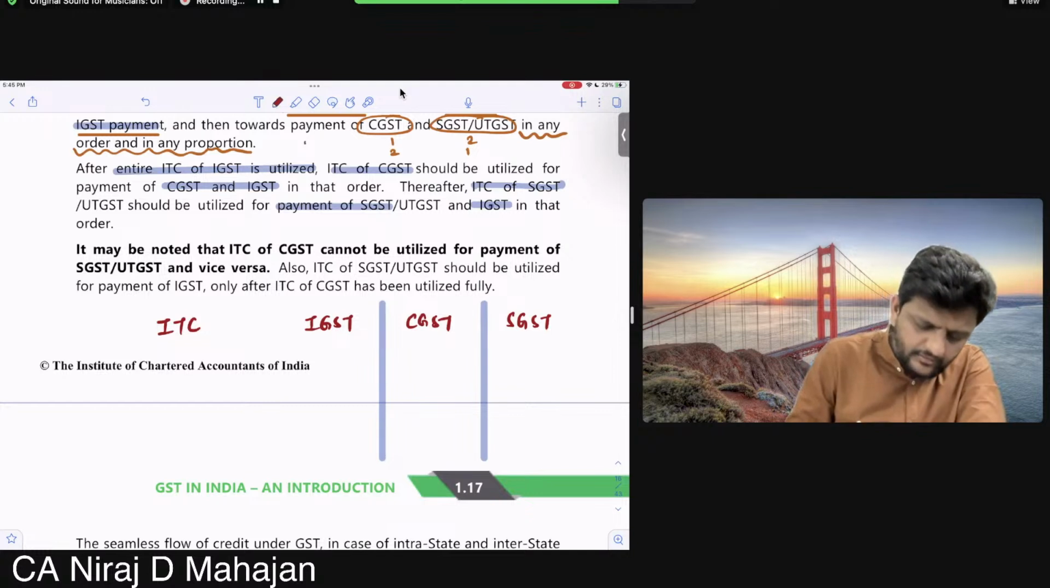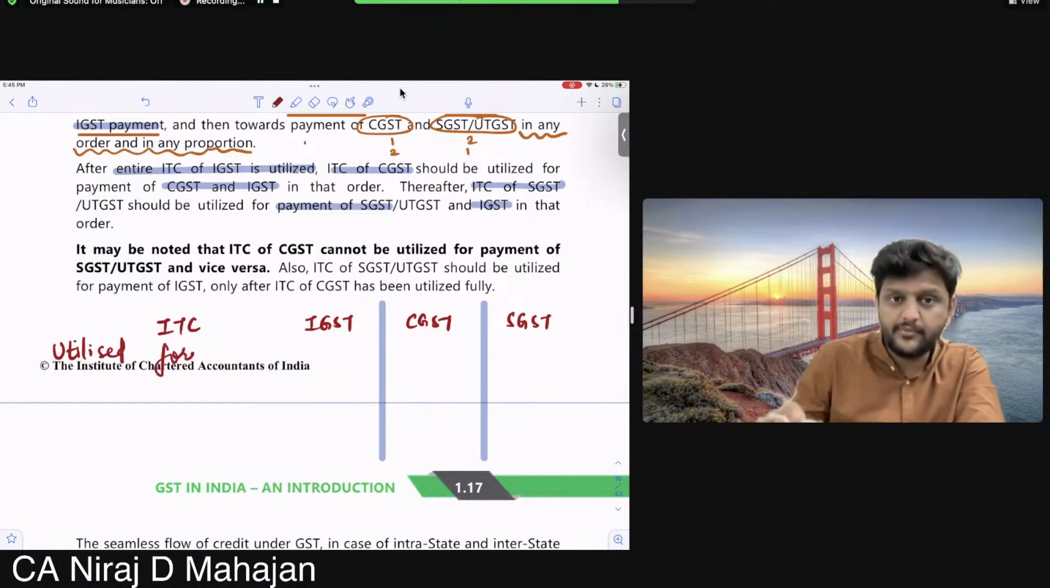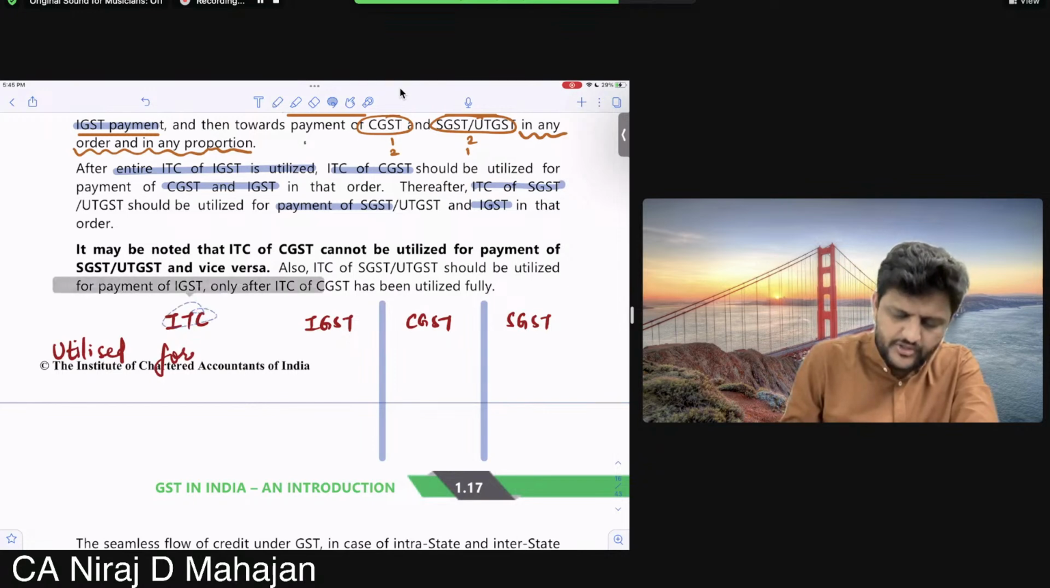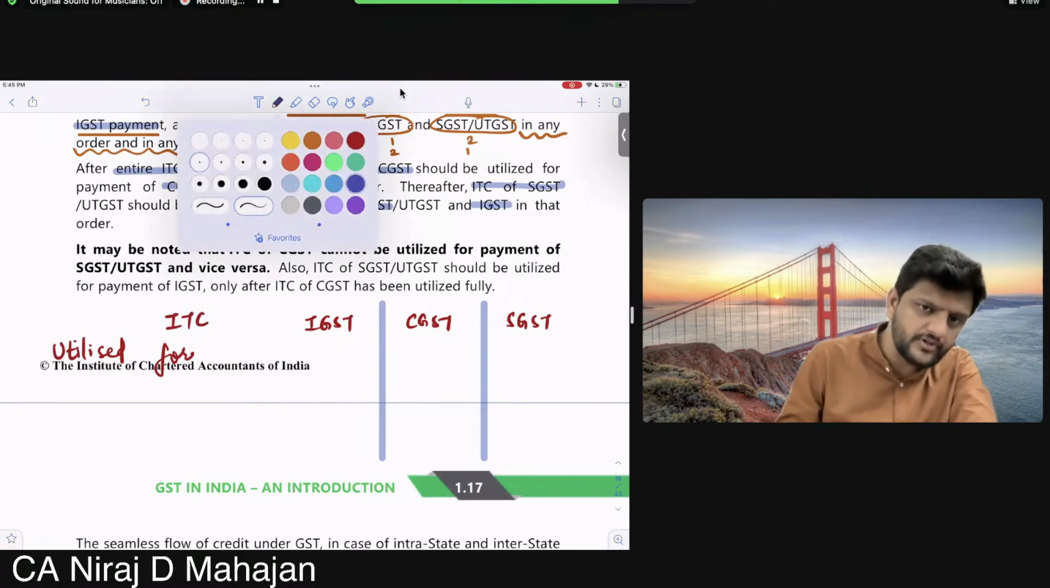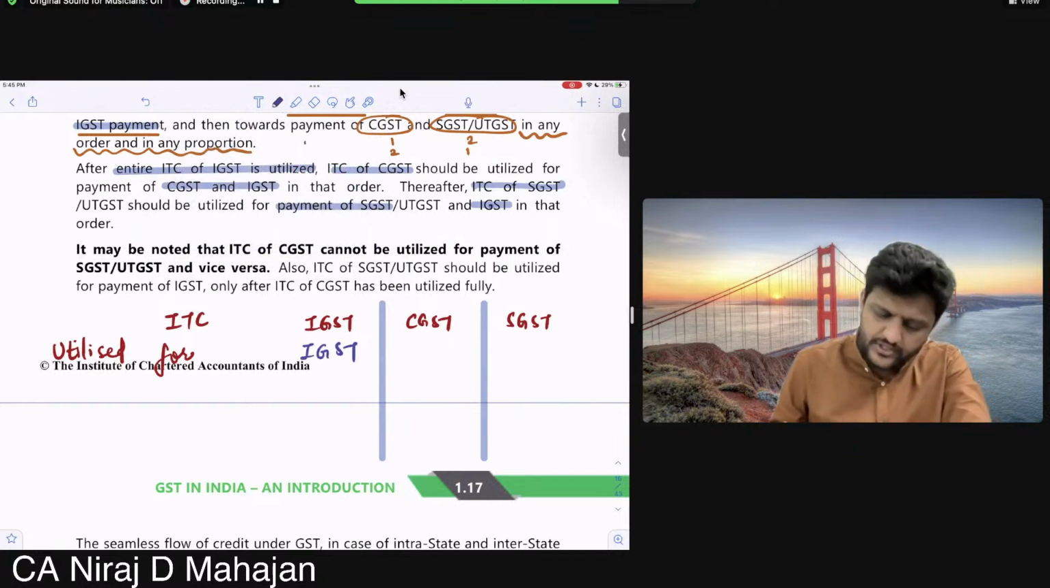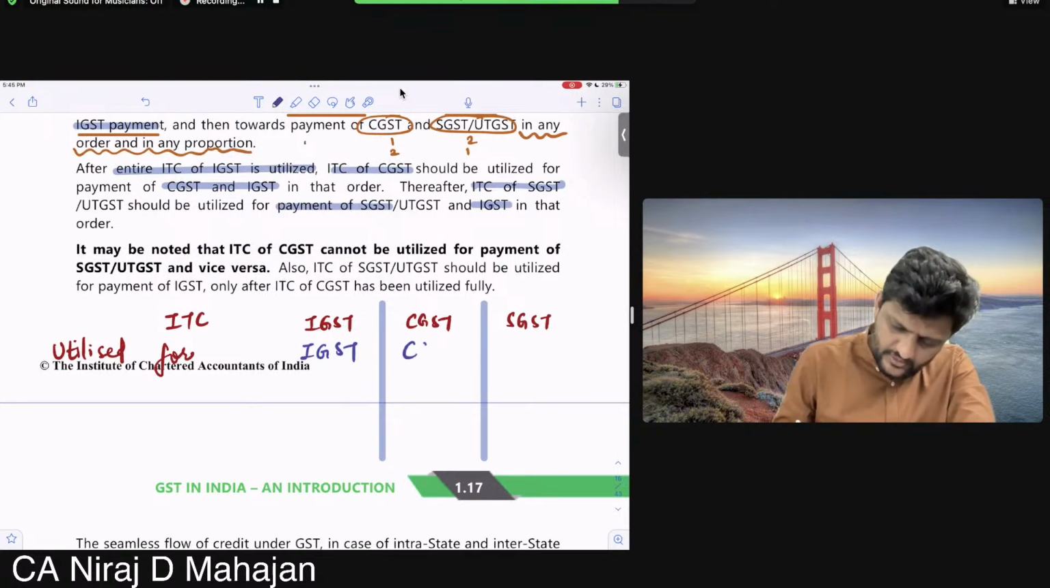Okay. Then utilize for ITC, ITC is available of these people. So children, we will first utilize IGST; IGST will be utilized first for IGST only. CGST will first be utilized for CGST only. And SGST will be used first for SGST only. Are you getting my point or no?